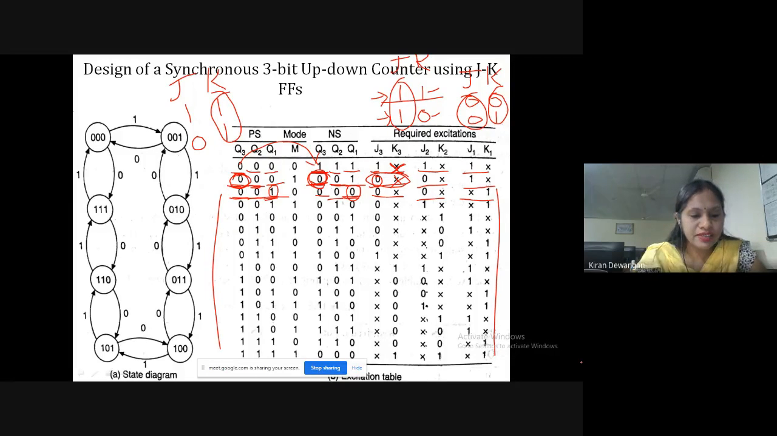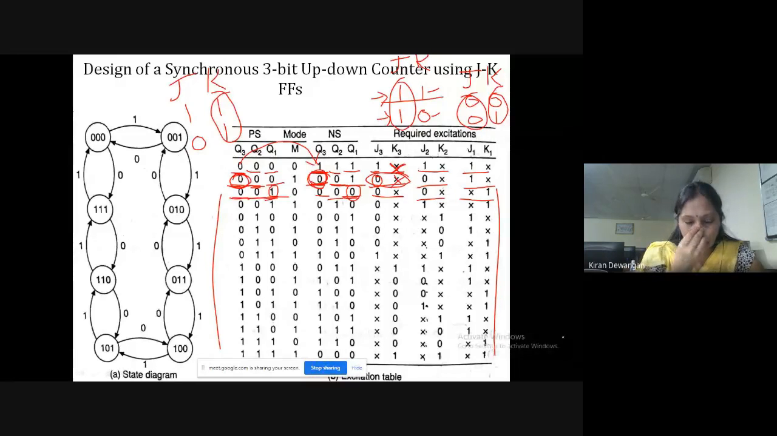Tell me first if I need to explain the complete table. If any part is not clear, you can ask me right now. And if it is clear, I'll proceed further. It's clear? Yes, students, reply first. Clear hai? Okay.